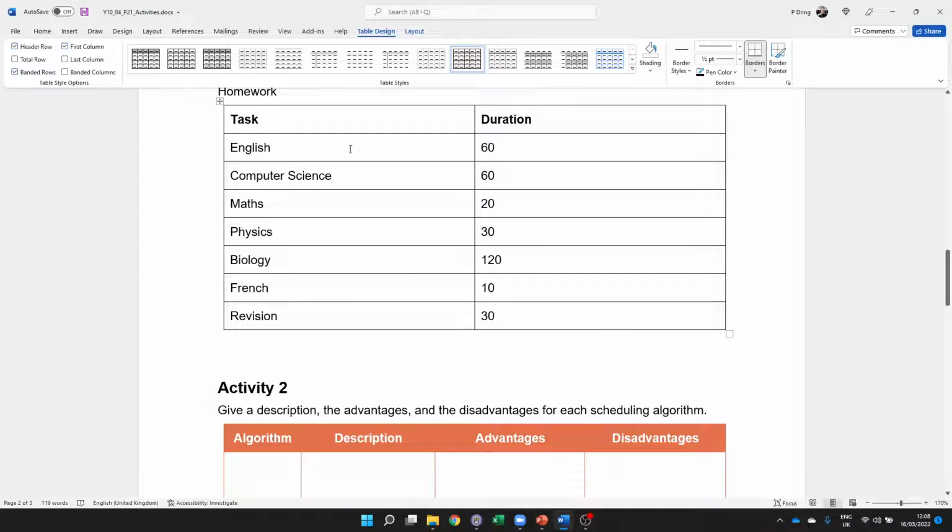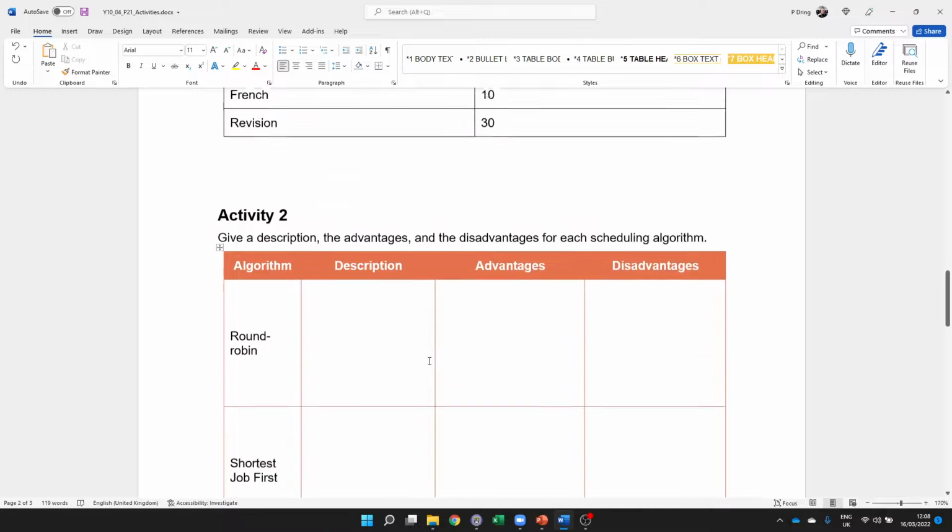So let's have a look. You'll hopefully have something that looks a little bit like this. This is a list in the order that I've been imaginarily set some homework. So the English teacher got in first with an hour job, then computer science got in second with another hour, and then maths, and then physics, etc. I'd like to do half an hour of revision. I've got this big biology bit of coursework to do as well. So let's work through each of the algorithms.